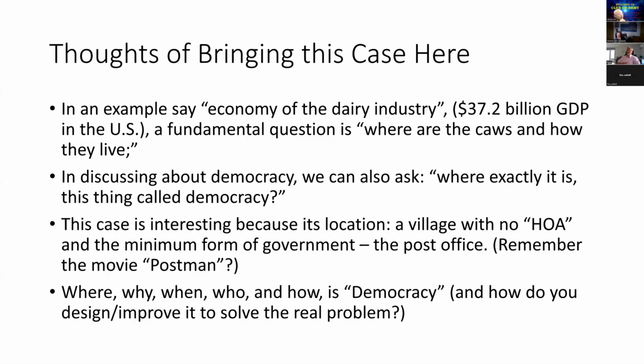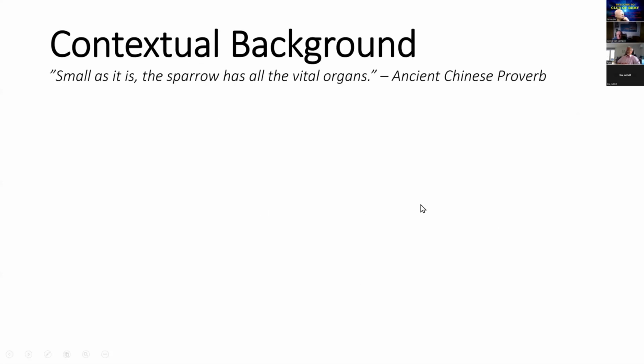So my focus is, when we talk about designing democracy with our fancy models, a VSM or things similar to that, we really need to pay attention to these 5 question marks: where, why, when, who, and how. So what is democracy? We need to know the other 5 W's. How do you design and improve, solve the real problem? The real problem here, I'm going to let you know, here is some contextual background.